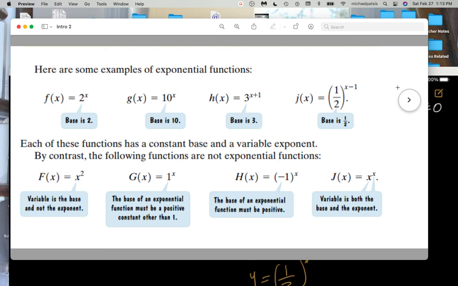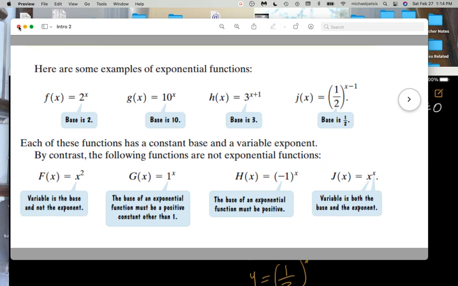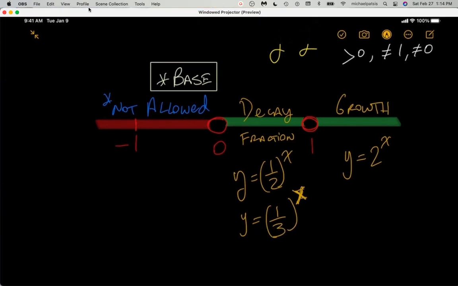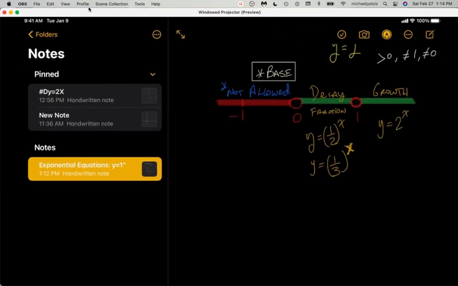These above are all legal exponential functions. The bases are positive, and they are not equal to 1 and not equal to 0. Compare and contrast to what's listed below. Here, the x variable is not in the exponent. This is a quadratic function that you're familiar with. G of x is not an exponential function because the base equals 1. Here, h of x, the base is negative 1. Here, you have x both in the exponent as well as in the base, not a legal exponential equation.